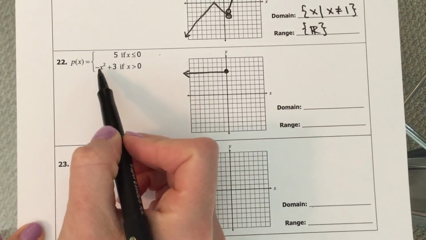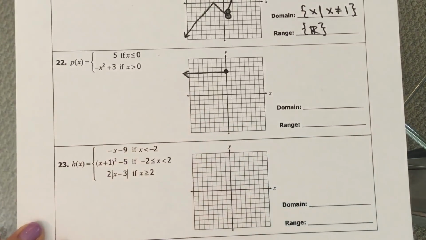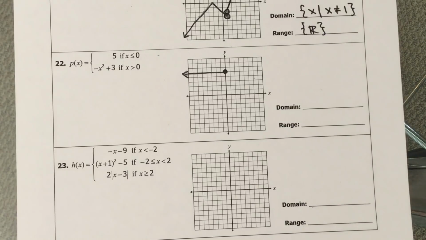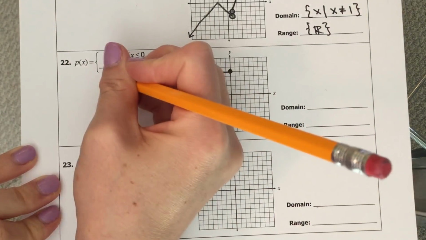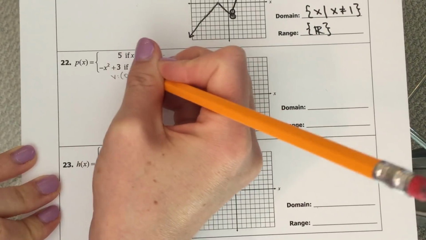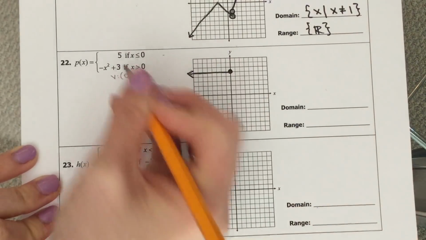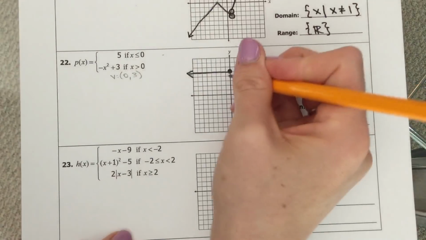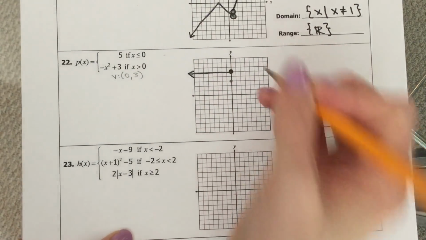All right, next one. Negative x squared plus 3 only if x is greater than 0. So this one is in vertex form, so I can write down what my vertex would be. So I have the vertex. Remember, nothing inside here means the x coordinate would be 0, and then my y coordinate would be 3, which is that value right there. So 0, 3 would be right here.